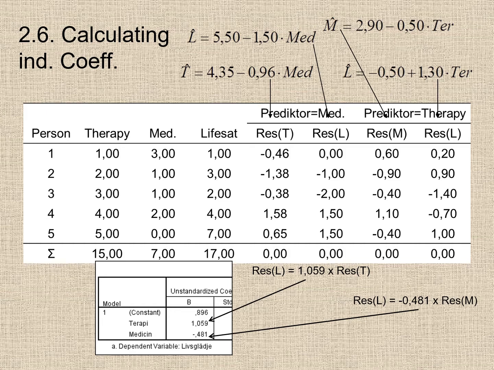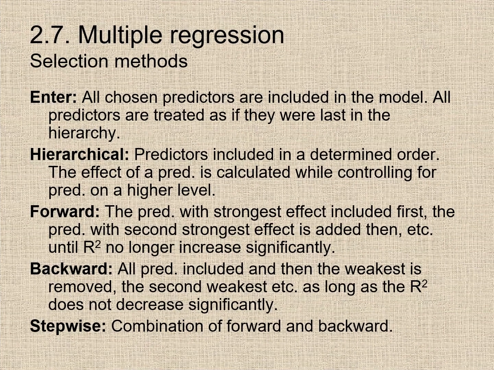Okay, selection methods. You can select your predictors in different ways. So the ordinary way here is called enter. You tell the program, you tell SPSS, here are the predictors. Use all of them. And it puts all of them into the model and calculates the unique association for each predictor and the dependent variable. We decide: these are the predictors that you are going to put into the model.